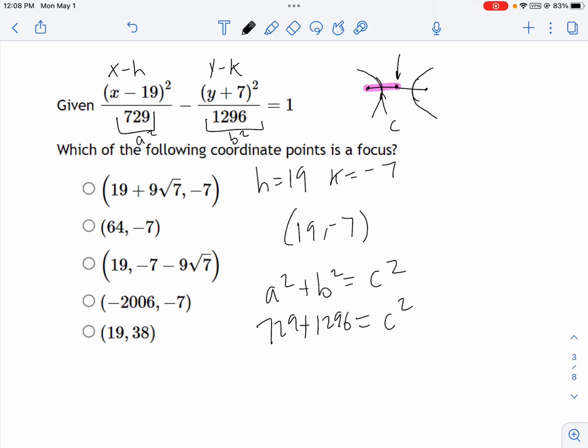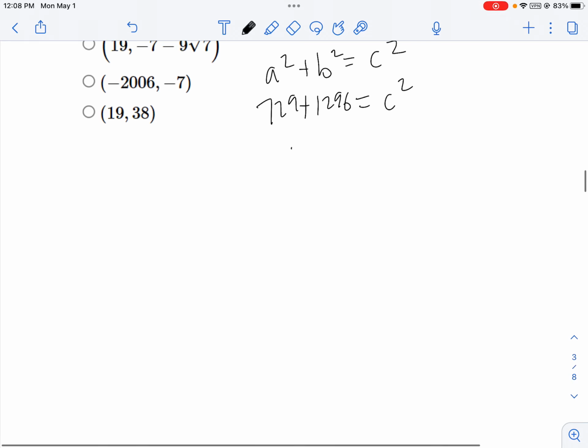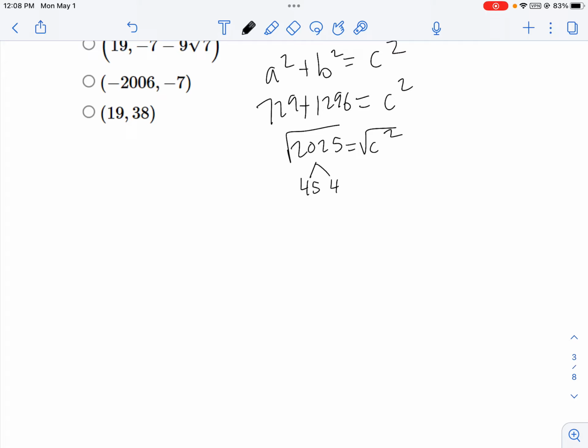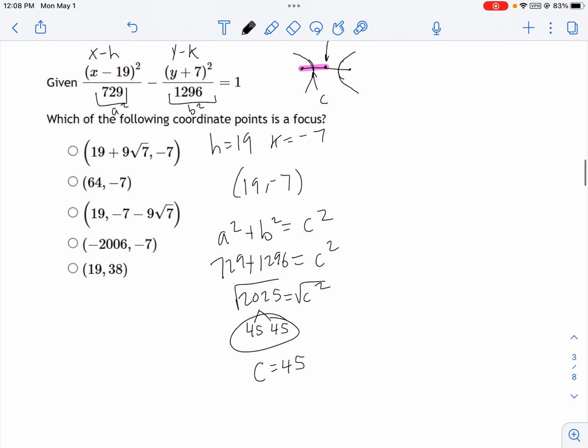Okay, so add those together, 729 plus 1296, and we get 2025 equals c squared. How would you finish solving for c? Take the square root. Now 2025 is actually a perfect square, believe it or not. That's 45 times 45, which means one of those comes out. c is actually just 45. So now you are set. You are good to find your focus point.